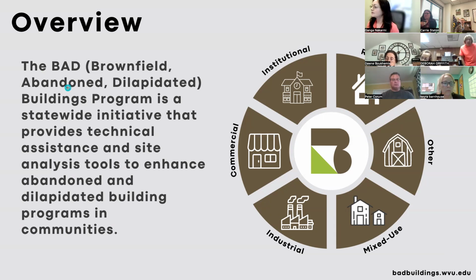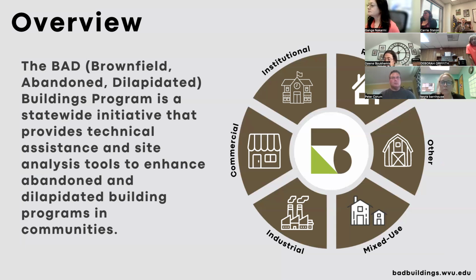We are excited to give you an overview of the bad buildings process. So I'm going to kick us off. I'm going to start with giving an overview and how we develop our teams, taking a look at the two-phase model that we have, and then Ganga's going to take us a little bit more in depth on the survey process, and then Carrie is going to wrap us up at the end.